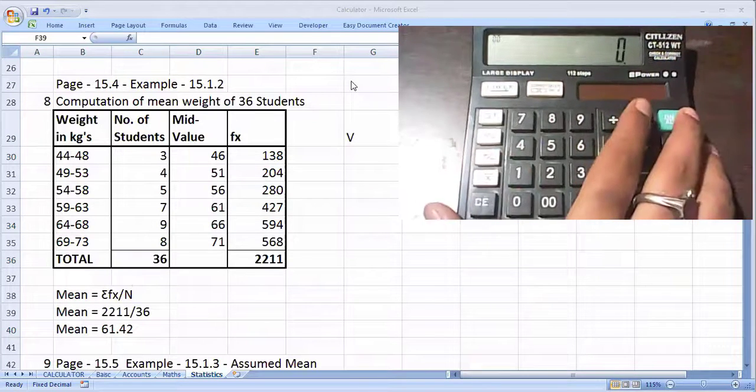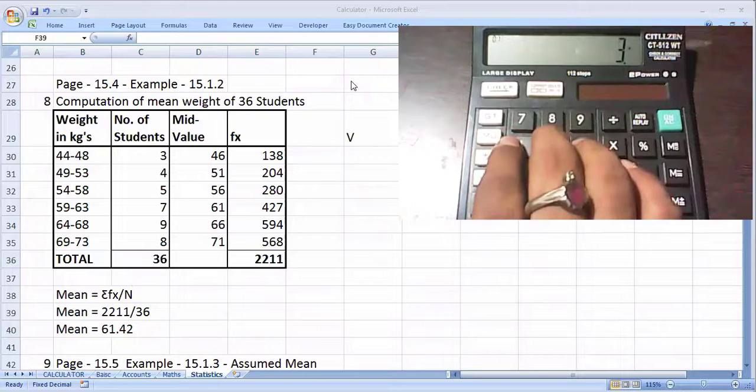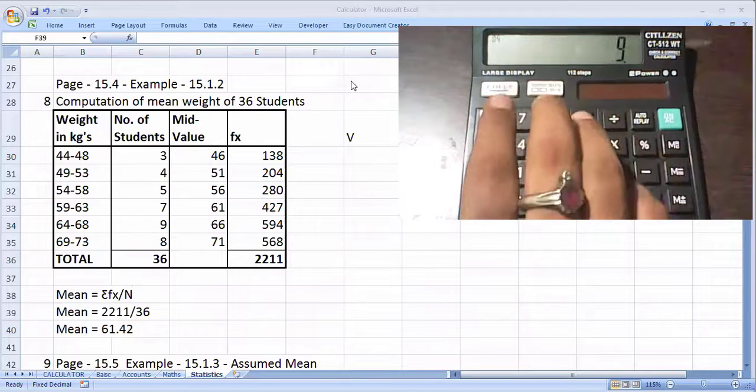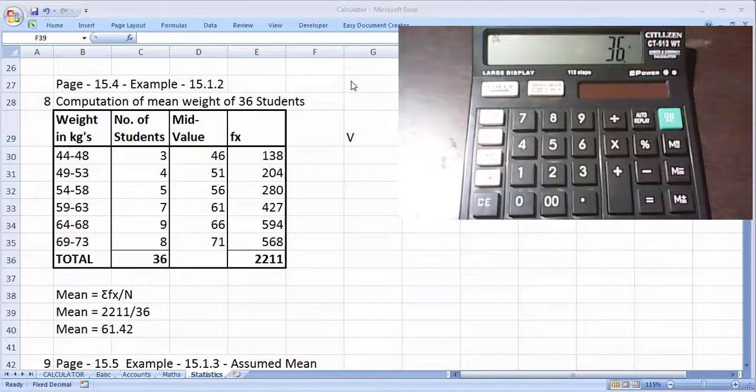So what is 36? It is nothing but 3 plus 4 plus 5 plus 7 plus 9 plus 8, which will give you 36. Right? So this is the 36 value. Now I will take this 36 into M plus, that is, I am giving this 36 into the memory. Okay, keep it like that.